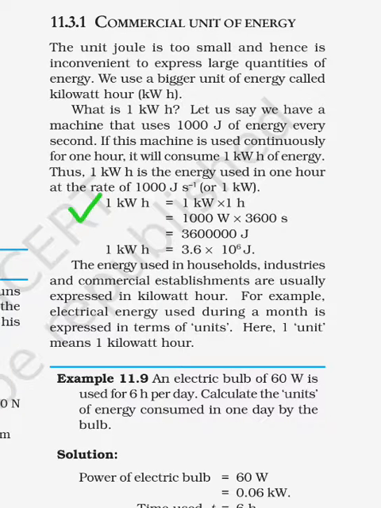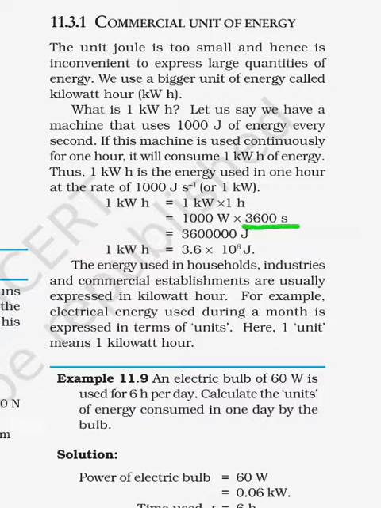1 kilowatt: kilo means, as I told you, 1000, watt is watt, hour is hour. But according to the MKS system, meter, kilogram, second, the length should be in meter, mass should be in kilogram, and time should be in second. But here it is hour. So what will we do? We will convert it to second. 1 hour has 60 minutes and 1 minute has 60 seconds. So 60 into 60 means 1 hour has 3600 seconds.